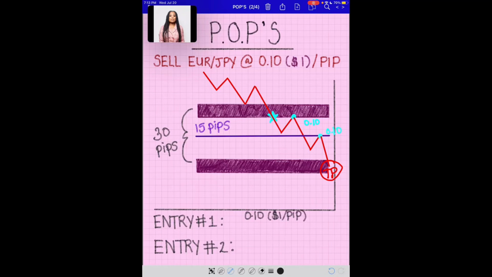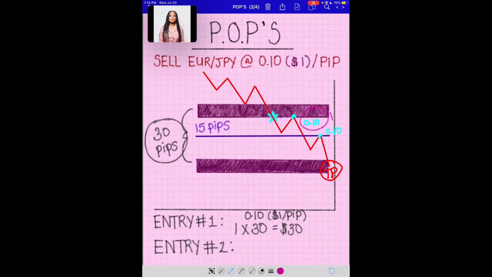So on our first entry, I'm going to multiply $1 times 30, right, for these 30 pips. So 1 times 30 is equal to $30. So if we would have just entered this trade once at this first point of entry, we would have only made a total of $30 on this trade setup.